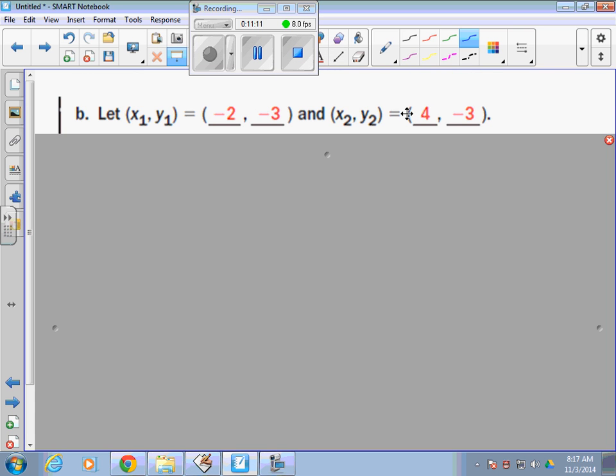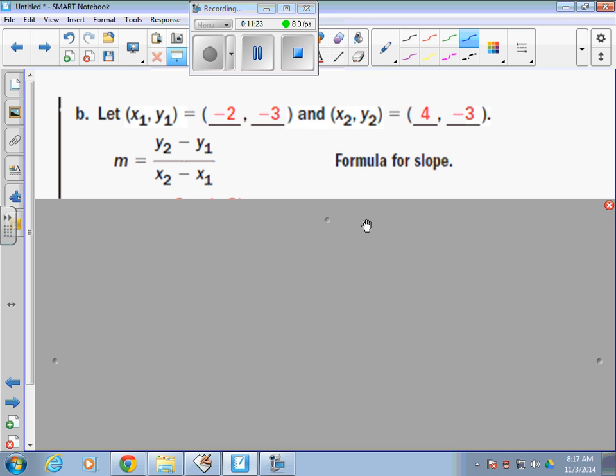B says let x sub 1, y sub 1 be equal to negative 2, negative 3. And this is just going back up to the top of example number 1. And let x sub 2, y sub 2 be 4, negative 3. Again, here's your slope formula. So it asks you for y sub 2 first. That is this one, y sub 2. So you're going to say negative 3 minus, the next one is y sub 1. That's this one. Negative 3 minus negative 3.